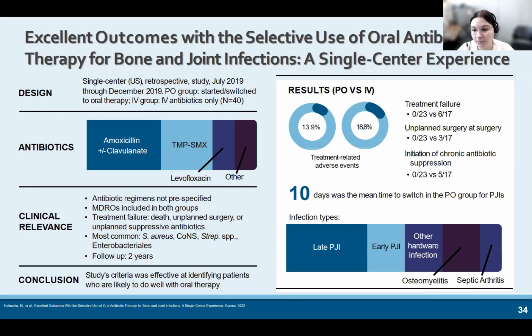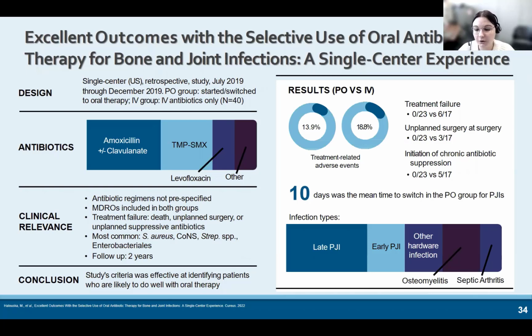Overall, in the oral switch group for prosthetic joint infections specifically, 10 days was the mean time to switch from initial IV therapy to oral. The most common oral antibiotics used in the oral switch group were amoxicillin clavulanate, trimethoprim sulfamethoxazole, and levofloxacin.